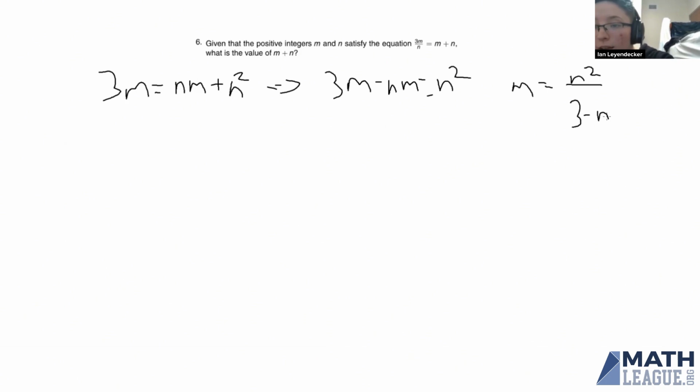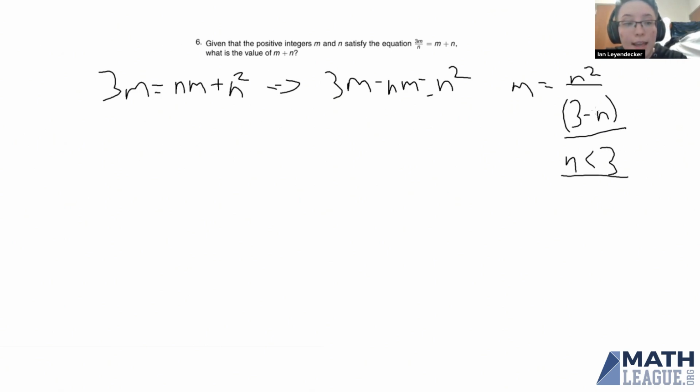If we pause right here and look at this equation, we know that m has to be a positive integer. So for m to be positive, 3 minus n has to be positive, so n has to be less than 3. Let's remember that because it's going to be important later. Now let's look more at the right side of this equation. We need n squared to be divisible by 3 minus n.